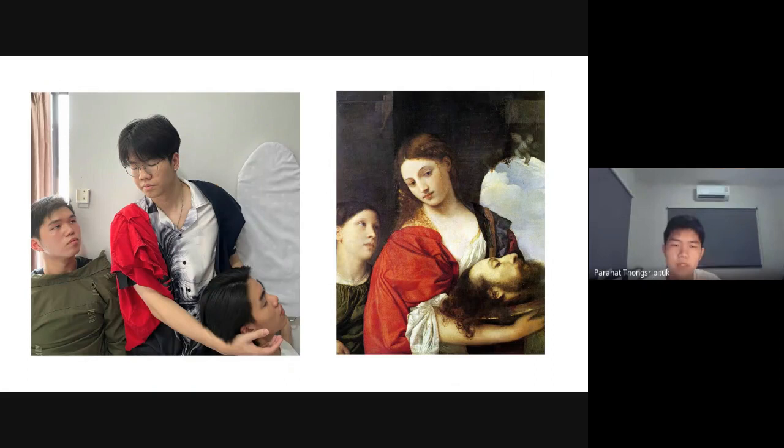And then for this picture, the original painting, which is on the right, is a painting called Salome, painted by an Italian painter named Titian in around the 15th century. This photograph, I think personally, is quite the hardest to recreate because, in my opinion, there are many colors to be considered.